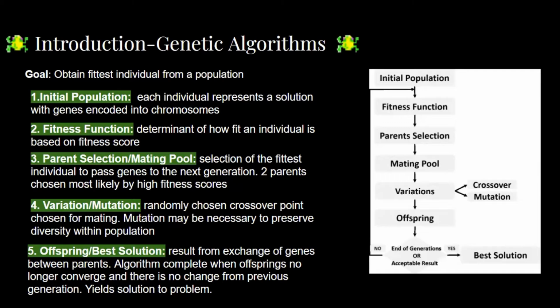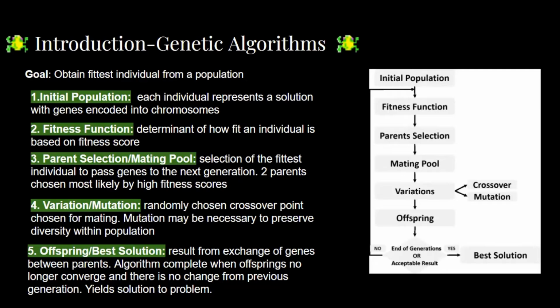So the term genetic algorithms has the goal of being able to obtain the fittest individual from a population. So how this works is you start off with a population where each individual represents a solution with genes encoded into the chromosomes. Then you have the fitness function, which is the determinant of how fit an individual is based on their fitness score. And third, you have parent selection slash mating pool, which is a selection of the fittest individual to pass genes to the next generation.